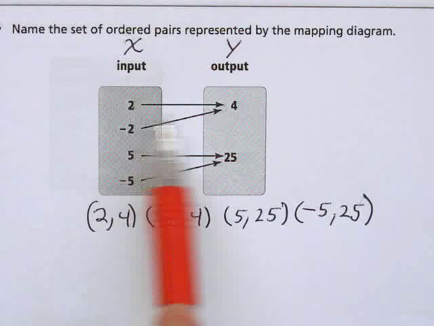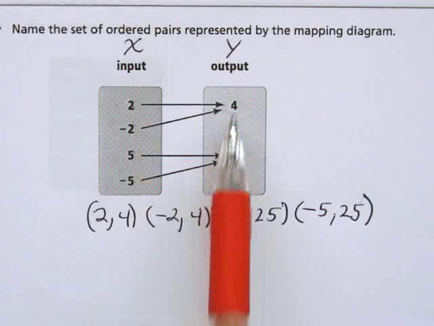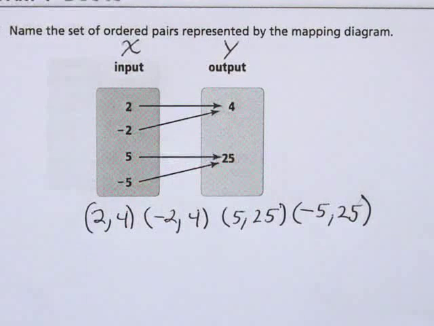In other words, for 2, your output is 4. For -2, your output is 4. And that's okay. The y values can repeat. What cannot repeat is the x values. So this would represent a function. All right, I'm going to pause here and pull up another example.